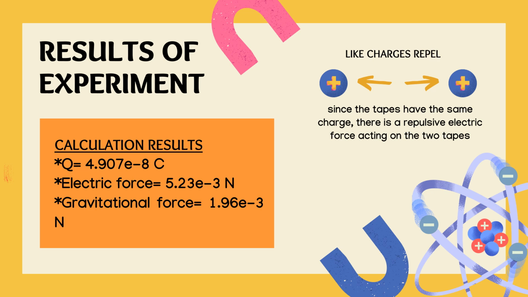From this lab and the code, we found that Q equals 4.907 times 10 to the negative 8th coulombs. The electric force is equal to 5.23 times 10 to the negative 3rd newtons, while the gravitational force is equal to 1.96 times 10 to the negative 3rd newtons. As you can see, the orders of magnitude for the electric force and gravitational force are the same, but they're not quite equivalent just because of human error and some errors within the lab.